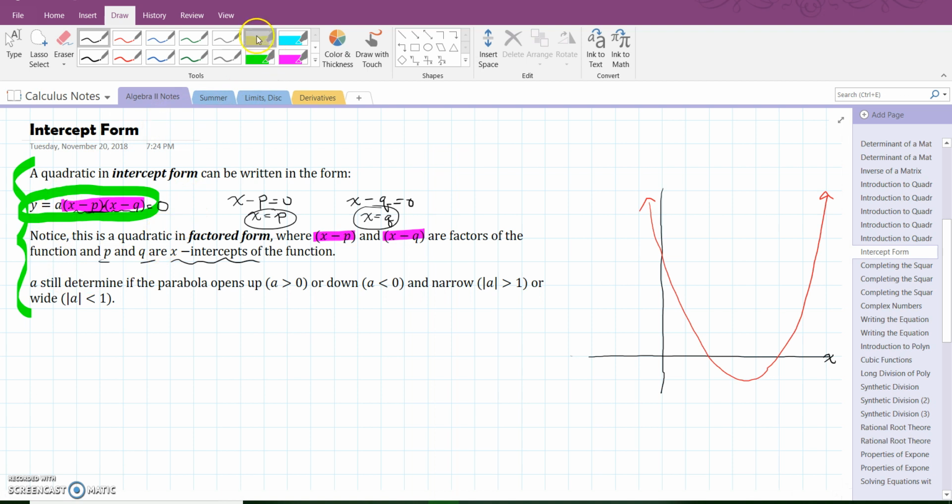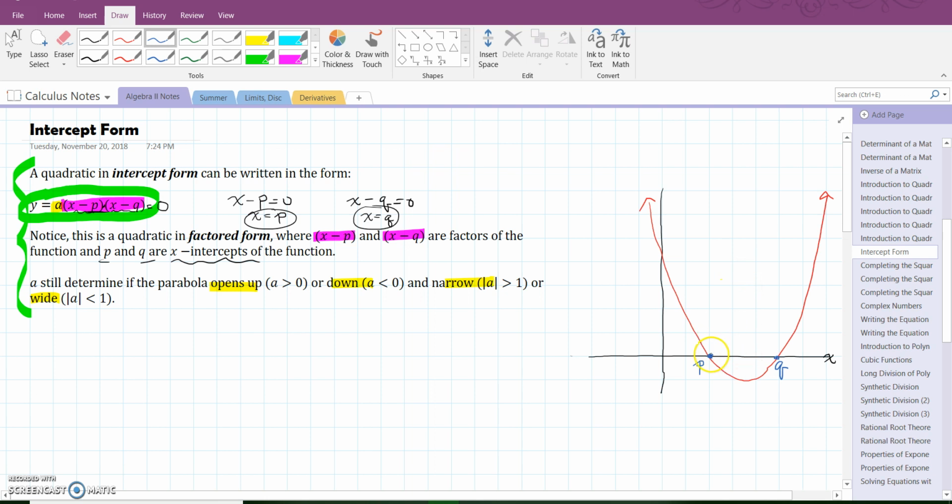Now our a value here is still the normal a value that's determining opening up or down and narrow or wide, just like it did for standard and vertex form. Okay, so let's take a look at the sketch here. If I were to plot just a random parabola, this would be p and this would be q. And we did a problem like this in class where I said, all right, find the axis. Can you find the axis? Can you find the vertex?